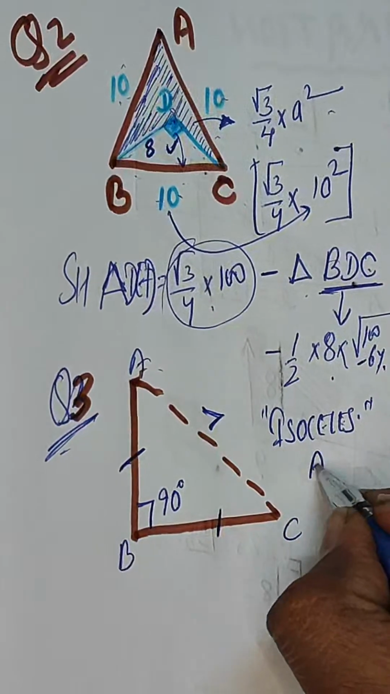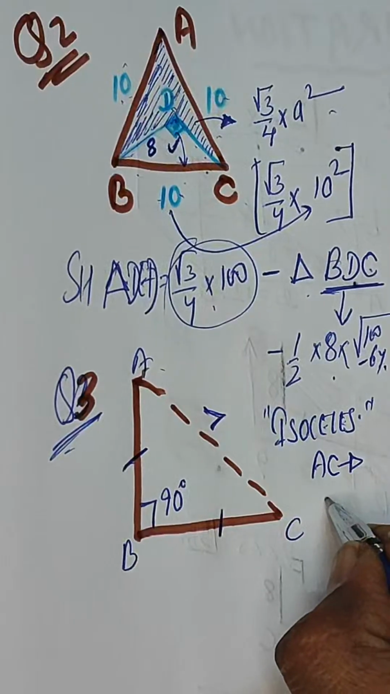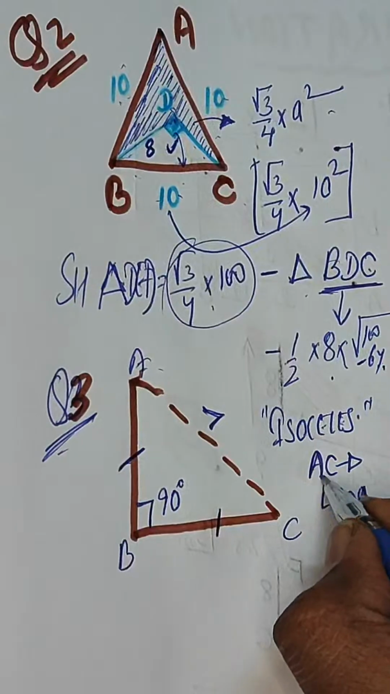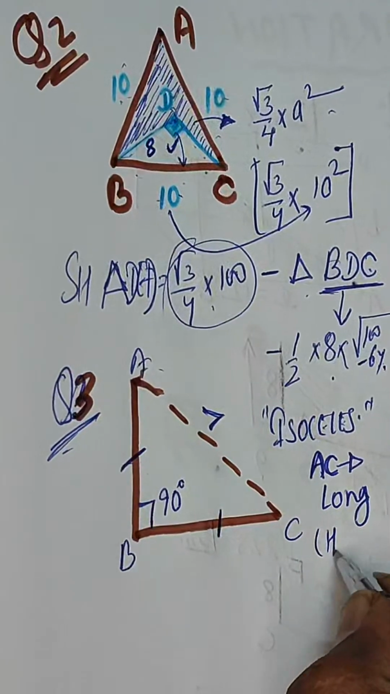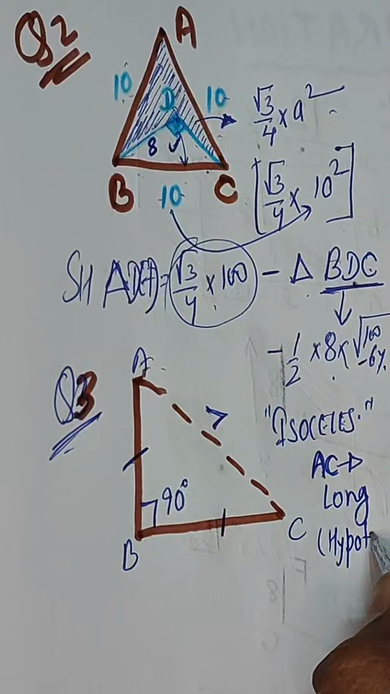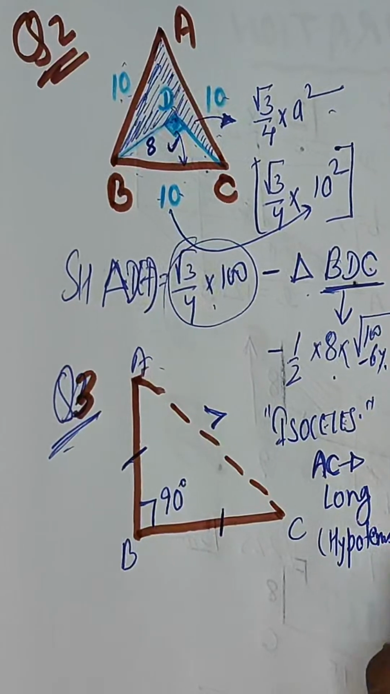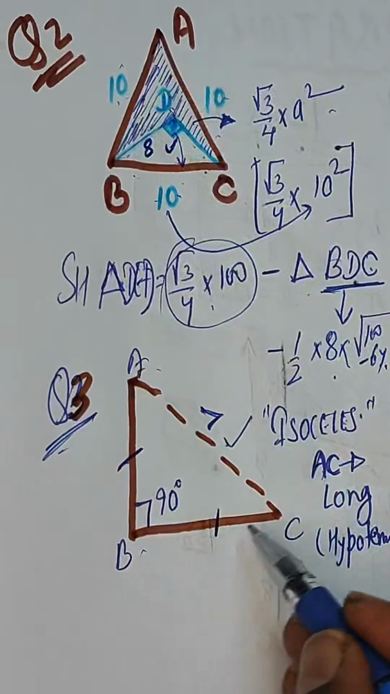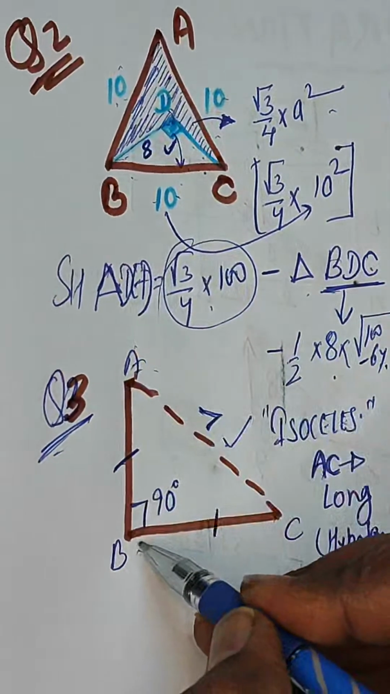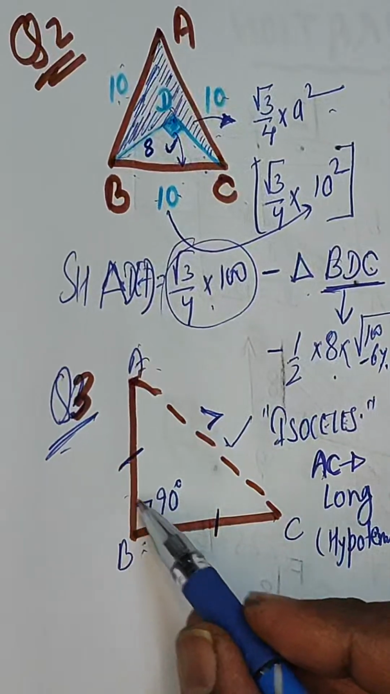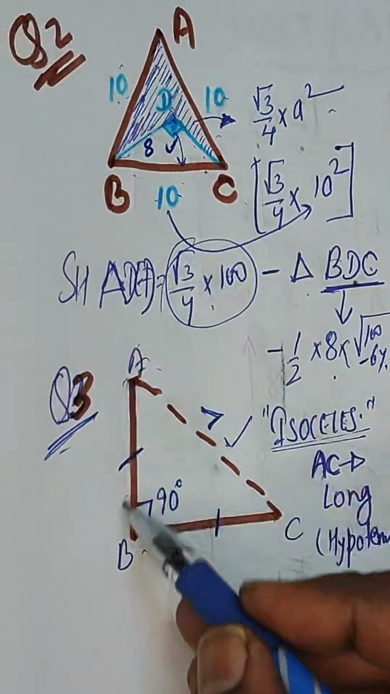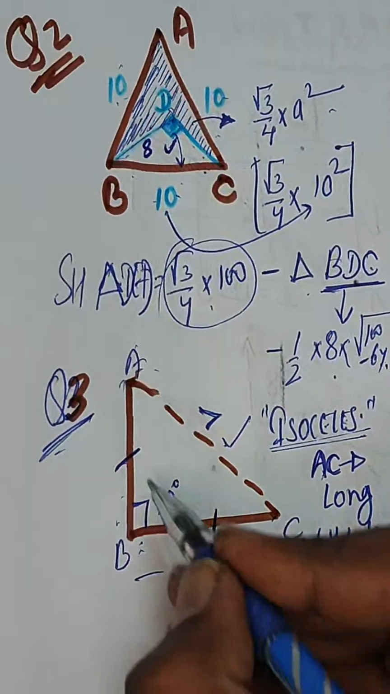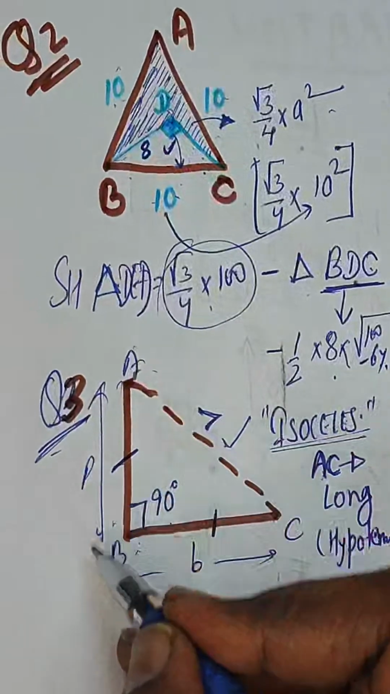So AC will be the longest side, being the hypotenuse, right? Now if this is the longest side, then definitely BC is not the longest, and AB will not be the longest. Then which two sides could be equal for an isosceles right angle triangle? Only AB and BC could be equal. And this is your base, and this is your perpendicular, right?